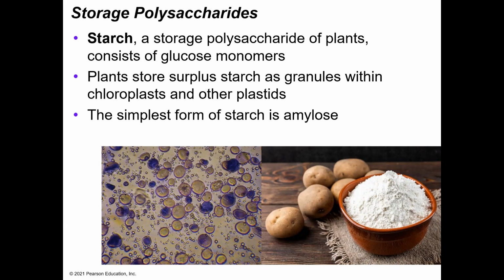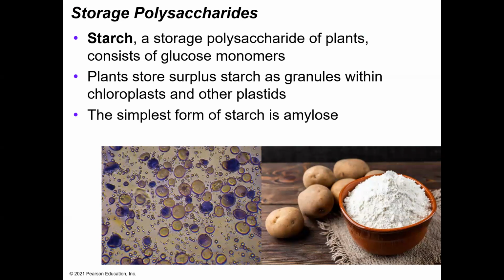Starch is a storage polymer of plants. It consists of long chains of glucose. So plants will store their surplus starch as granules within their cells, in the chloroplasts and other plastids of their cells. Plants will store this starch to use later on as energy storage. The simplest form of starch is what we call amylose, which is what we would find in potatoes.